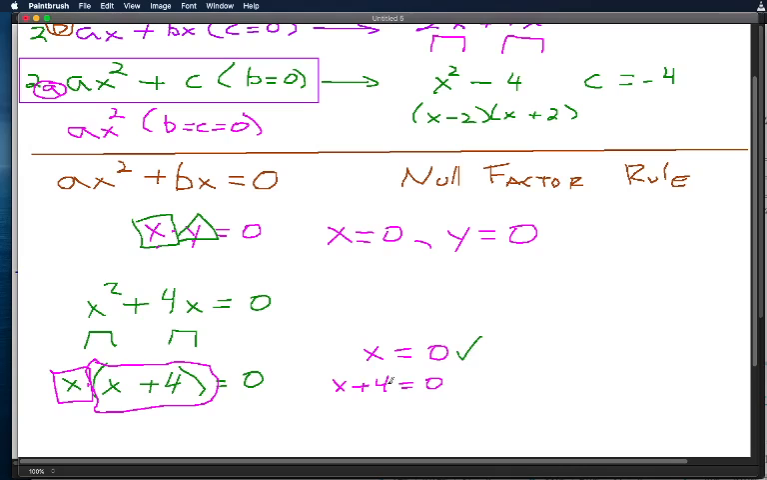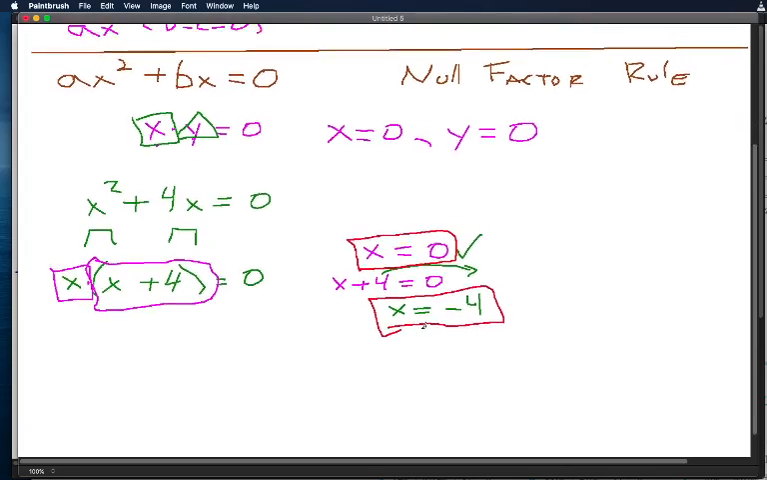It's x is equal to 0. And now we have our other solution. If I put the 4 on the other side, I have x is equal to negative 4. So my two solutions in this case are x is equal to negative 4 and x is equal to 0. So there's two solutions, just like I said previously, a quadratic creating two solutions.